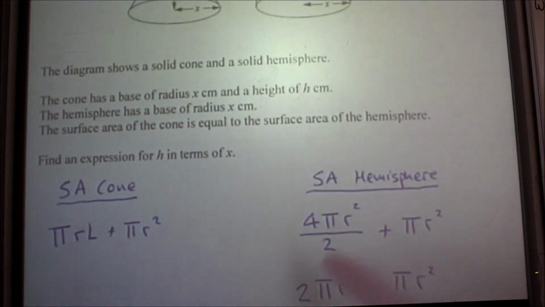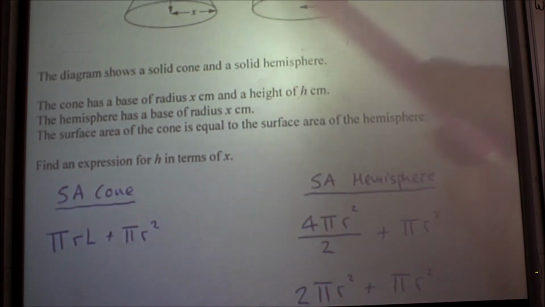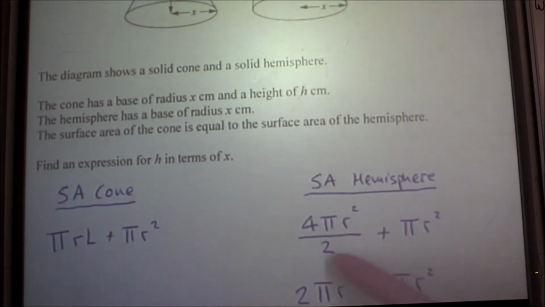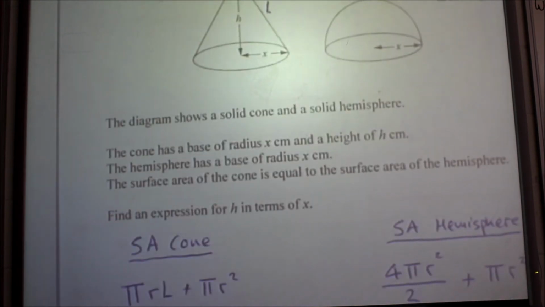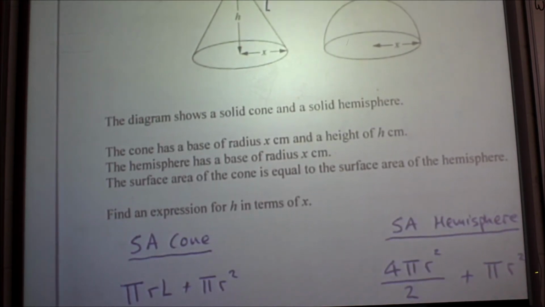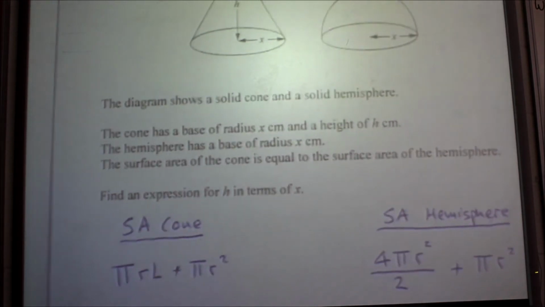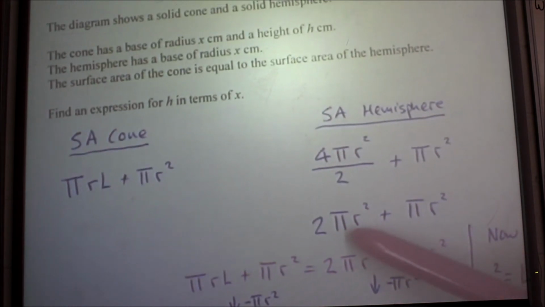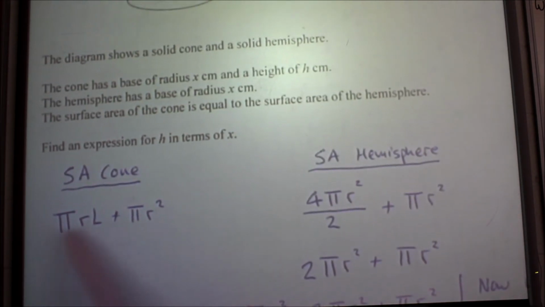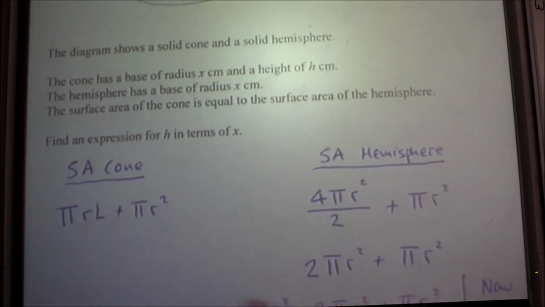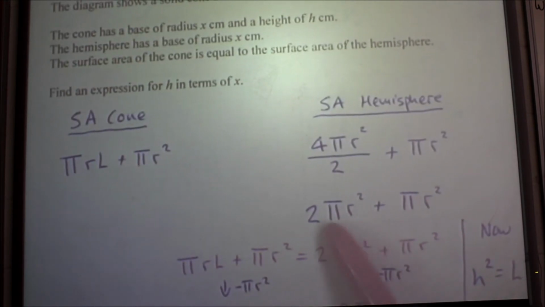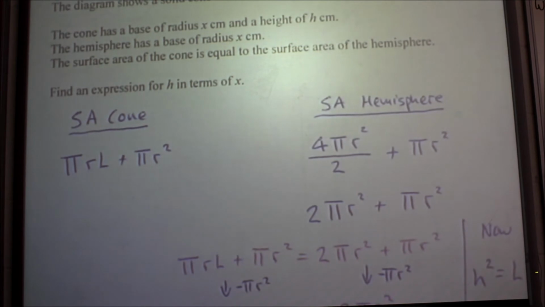Surface area of a hemisphere, it is 4 pi r squared, but don't forget it's only half of one, so divide it by 2, and then you need to add on the circle at the bottom, which is pi r squared. That can be simplified to 2 pi r squared add pi r squared. 4 divided by 2 gives you that. So then you're left with this one over here, pi r l add pi r squared, equals that, because we're told that they're the same.